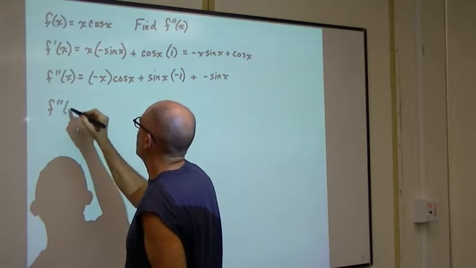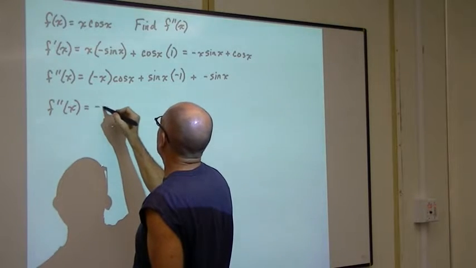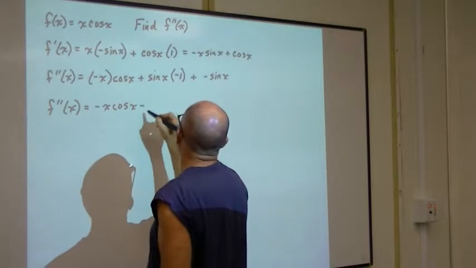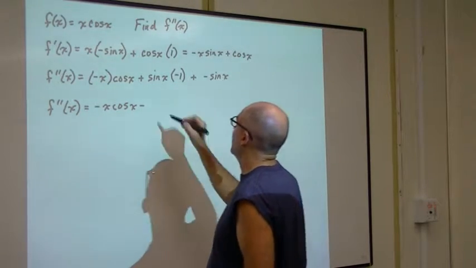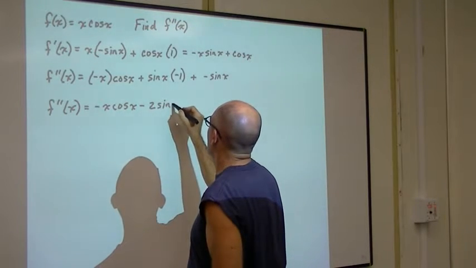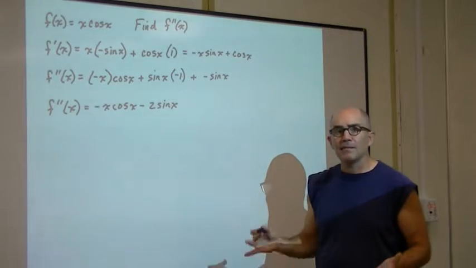So f double prime of x equals negative x cosine x minus sine x minus another sine x. So that's going to be minus 2 sine x. Bam! That's it. Game over.